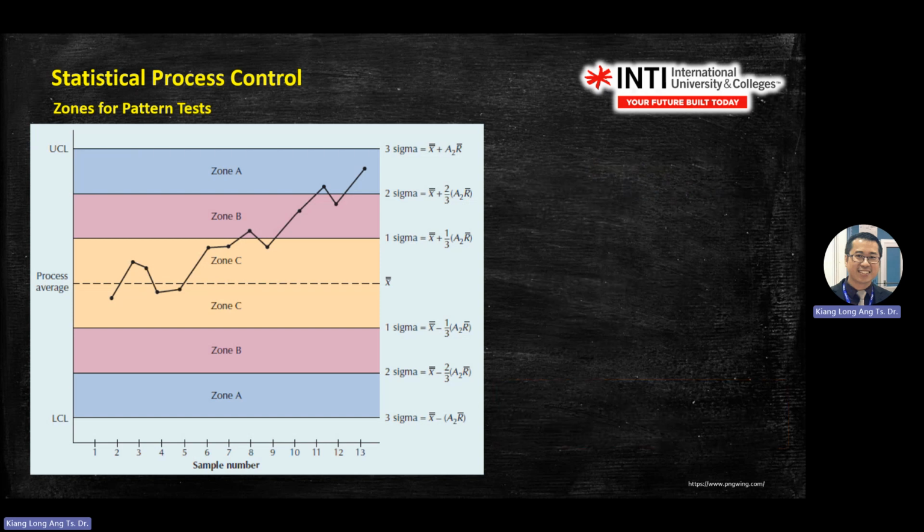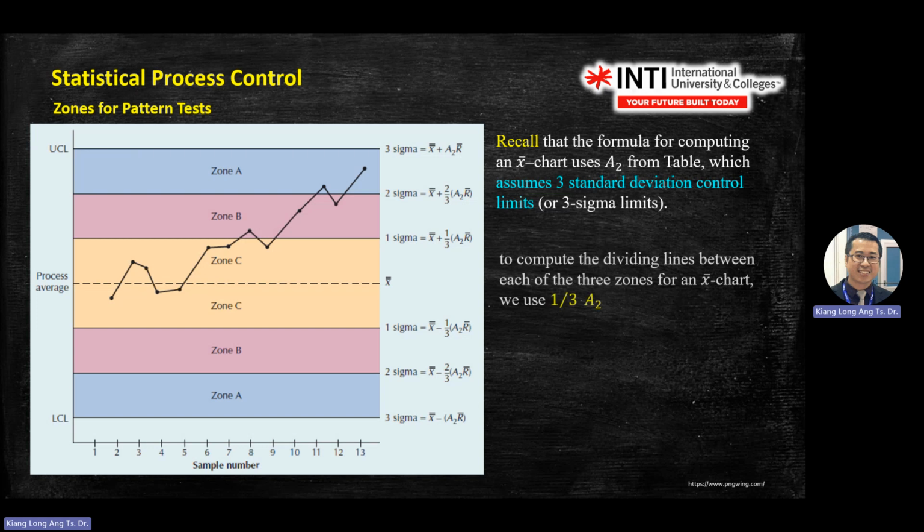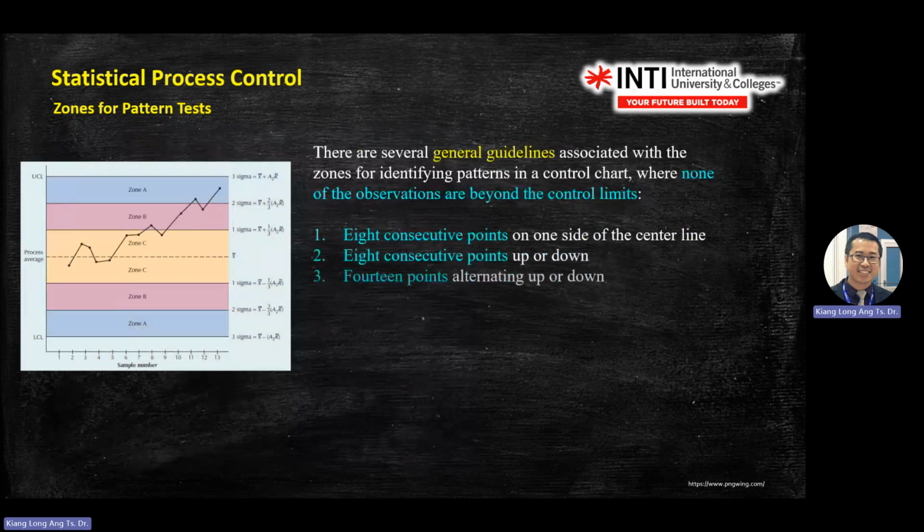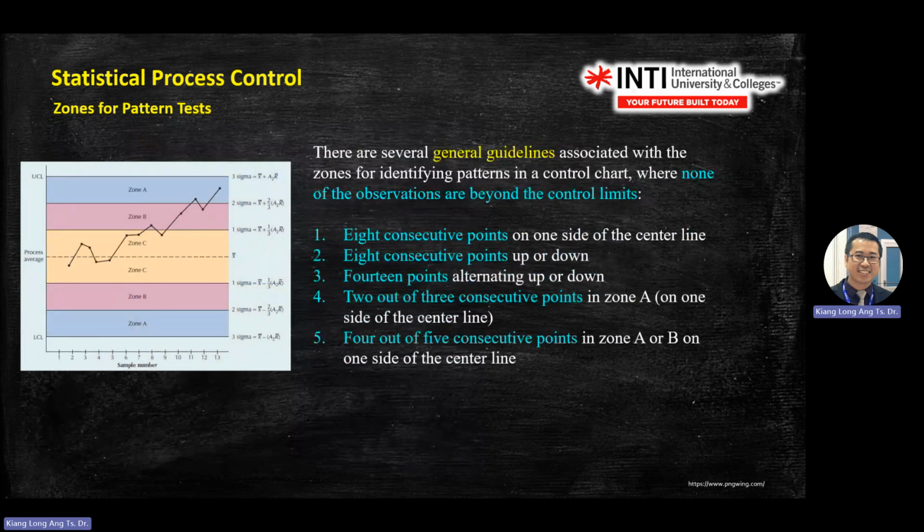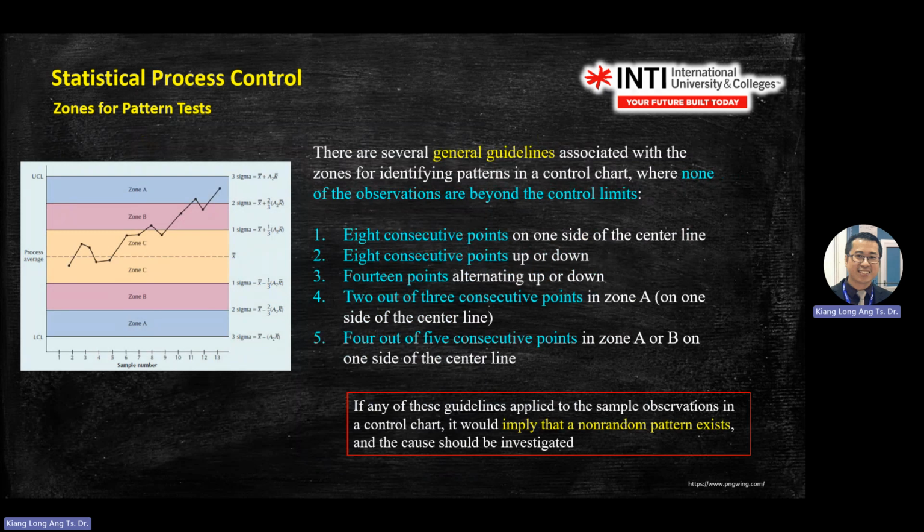Okay. The rest you read. Pay attention to these slides. This is important. You need to make argument on your statement. A general guideline here to determine whether there is a pattern when none of the observations are beyond the control limit.